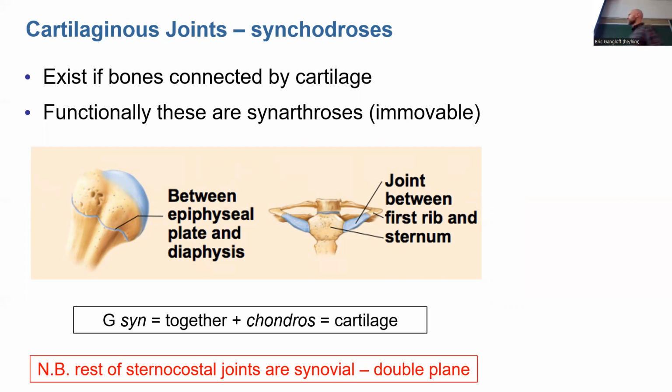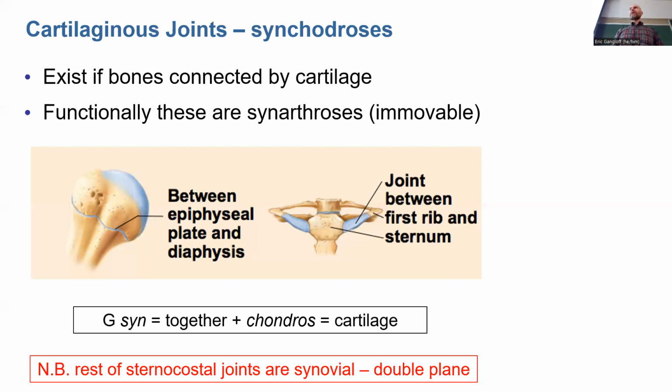We also see an example of this in your first rib and your sternum. There's not a lot of movement permitted by that kind of cartilaginous joint. So the first rib and sternum is this cartilaginous joint that doesn't allow movement, but your other joints of the ribs with the sternum are in fact synovial joints that allow a bit more movement.